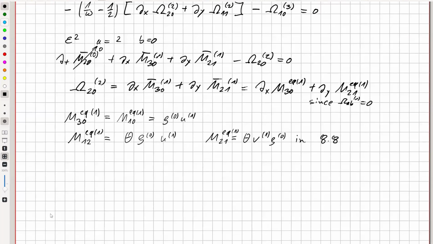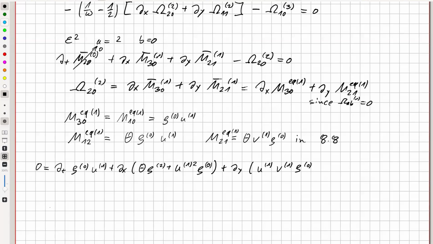and gives us the following equation. So 0 is equal to dt rho 0 u1 plus dx theta rho second order plus u first order square rho 0 order plus dy u to the first order v to the first order rho to the zero order. So this is the equilibrium part that we had before.